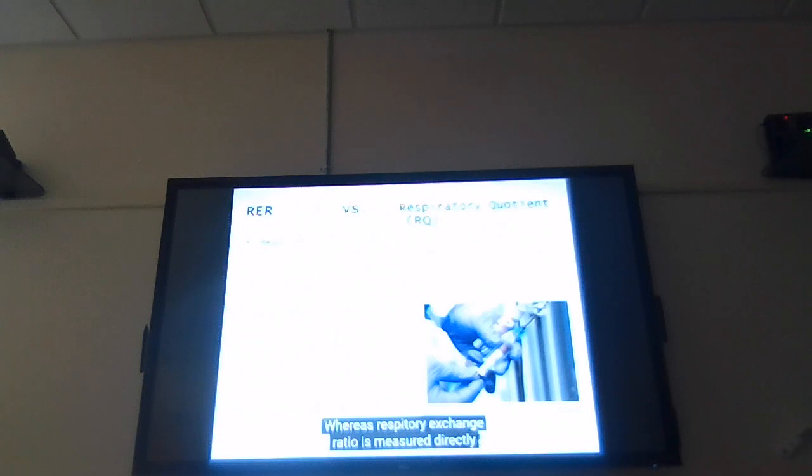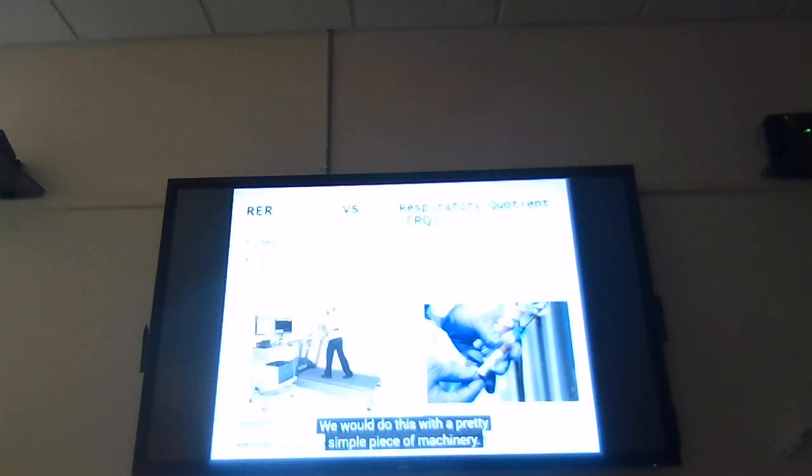Whereas respiratory exchange ratio is measured directly at the mouth. So VCO2 and VO2 is measured at the mouth. It's used as an indicator of what is going on in the tissue. We would do this with a pretty simple piece of machinery, a bit expensive, but very simple to operate, not invasive whatsoever. So you'd be able to use a typical metabolic cart.